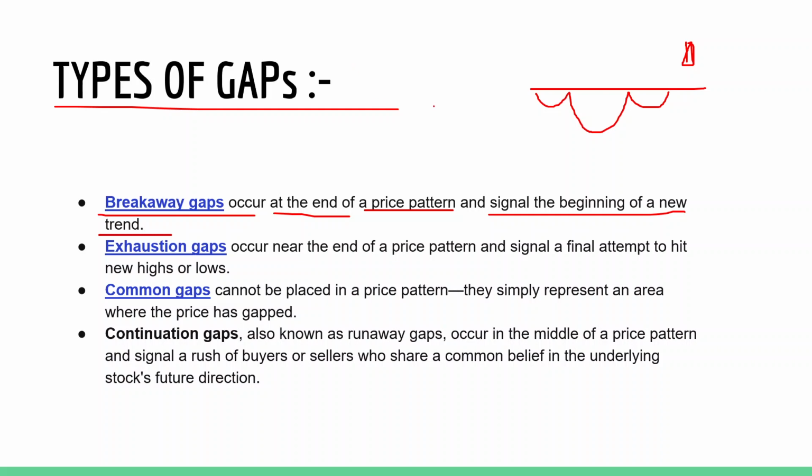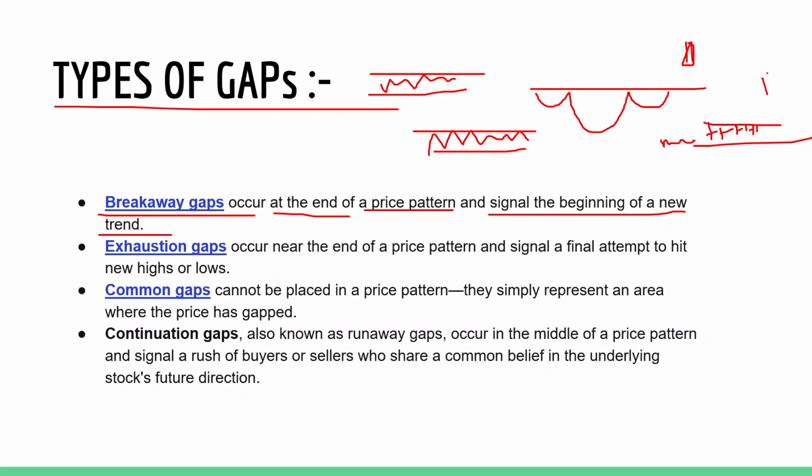Or it can also form after a long consolidation, where there's not necessarily a chart pattern, just price moving between a support and resistance, simply moving within a range, or maybe small doji candles like a volatility contraction. If the price breaks away from that consolidation, it can also form a gap, a breakaway gap. That is what we call a breakaway gap, when it breaks away after a consolidation.